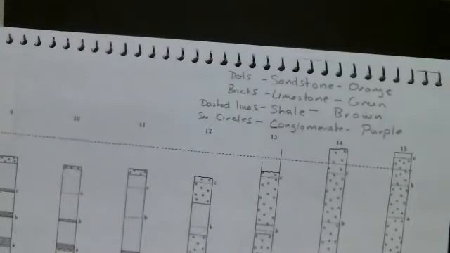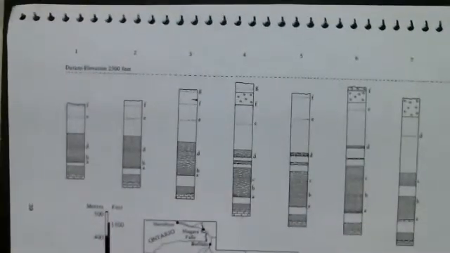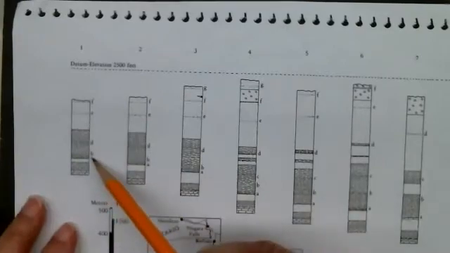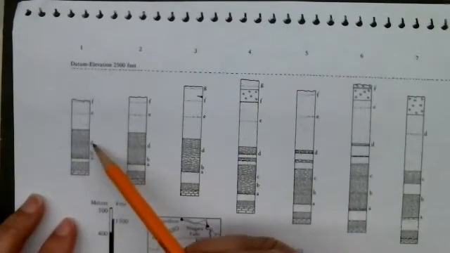Okay. All right. So I pointed out what the rock types are now. There's fossils on the paper too. The fossils are these little letters here. The A, B, D, E.